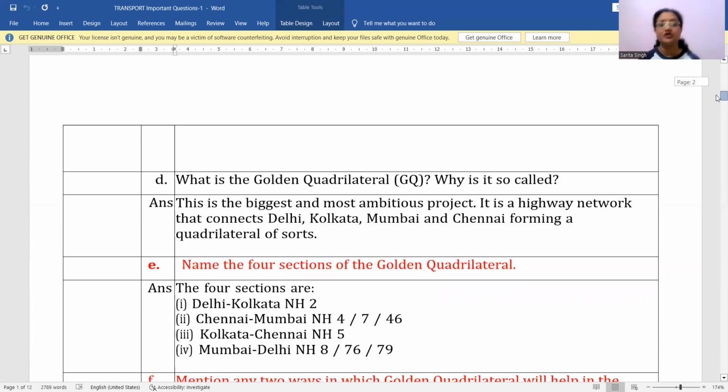This is again an important topic for you children. Okay, and why is it so called? This is the biggest and most ambitious project, right? It is a highway network that connects Delhi, Kolkata, Mumbai, and Chennai, all the four metropolitans of India. These are linked by this quadrilateral. Okay, it's almost a quadrilateral is formed when we link all these four cities with each other. So that's why, because of its shape, we have given this name to it, Golden Quadrilateral. Okay, because of that only it is called by this name.